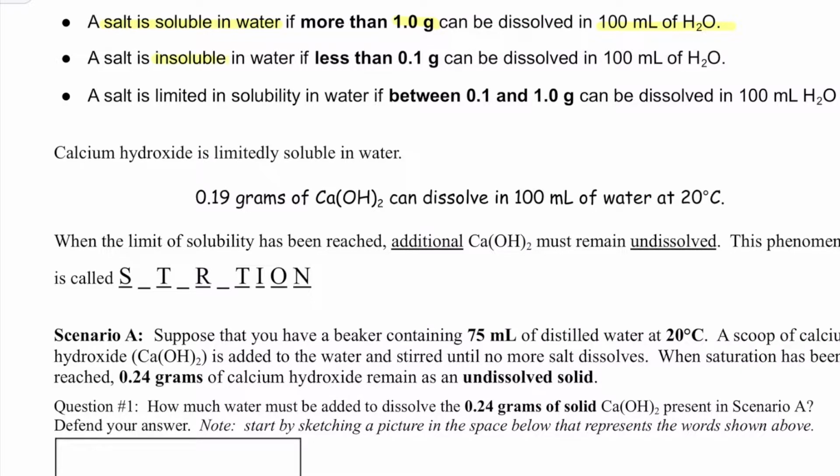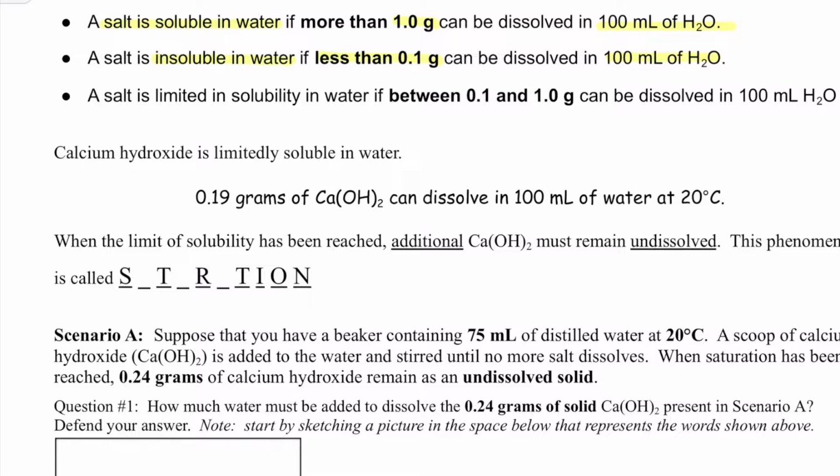A salt is insoluble if less than 0.1 gram can be dissolved in 100 milliliters of water. Insoluble salts don't mean that 0 grams of the salt dissolves, but anything less than 0.1. So very, very small amounts of it dissolve in water. Thus, it is labeled insoluble.